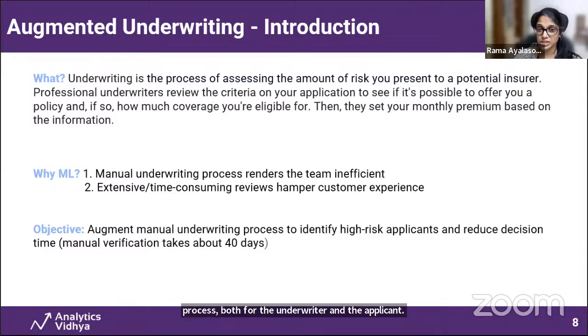To reduce this time component and to aid in the underwriting process, ML helps in doing something called an augmented underwriting process, a speeding up process, where we automate a set of the process with ML models, and hence bring down the time. Next slide, please.